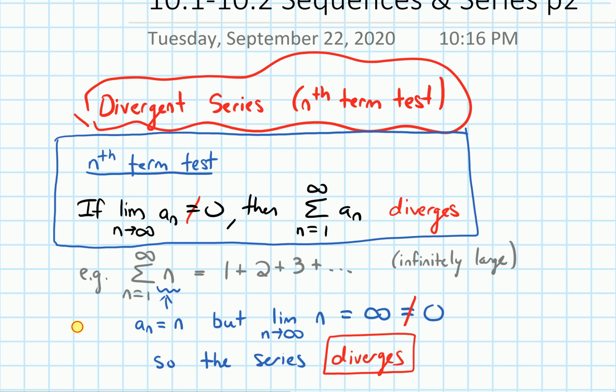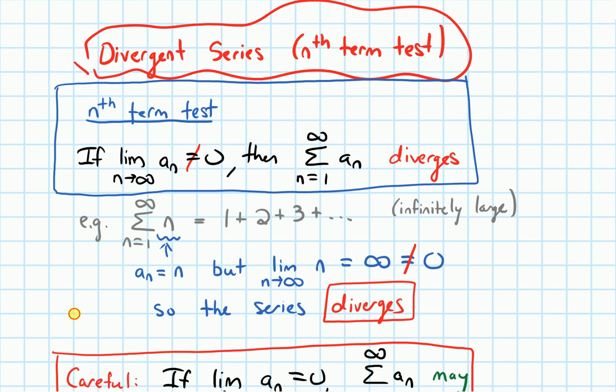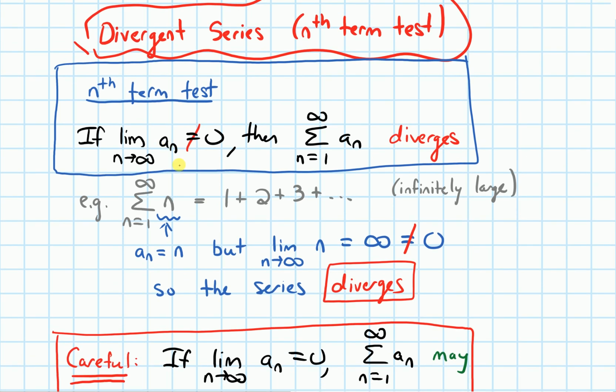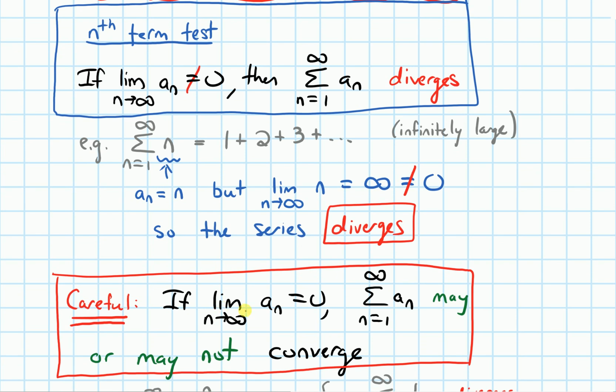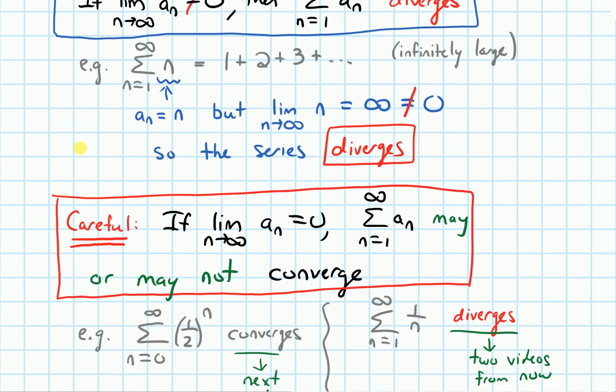So there's something that we want to be really careful about now. A natural question is, what does it mean if the limit of the terms is 0? Does that mean the series converges? That is a really common trap, it turns out. If the limit of the terms a sub n is 0, the series actually may or may not converge. Sometimes it will converge, but sometimes it might not. So let me give an example of both happening.